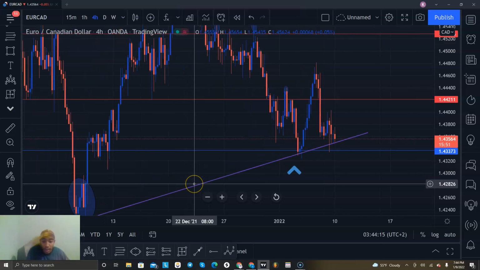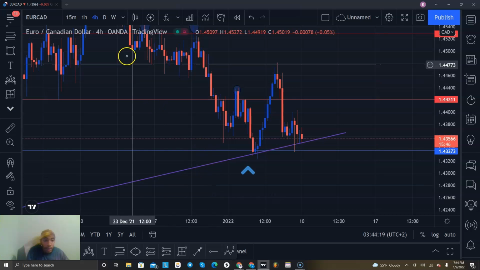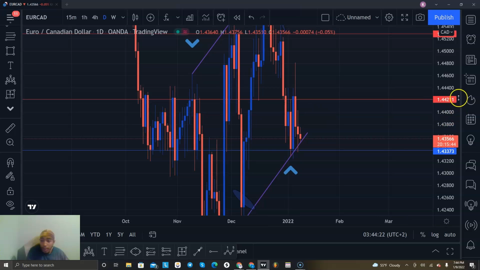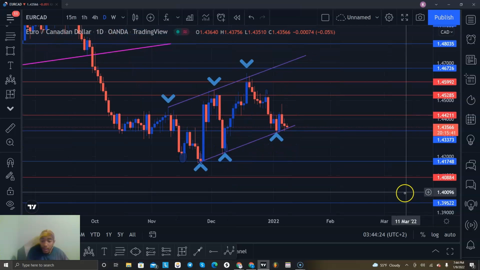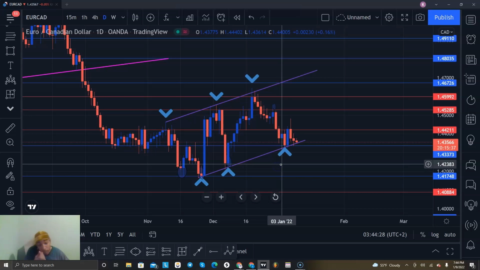So with that being said, I definitely am still expecting the continuation of this ascending channel, and so I'm really just waiting on confirmation at this point.